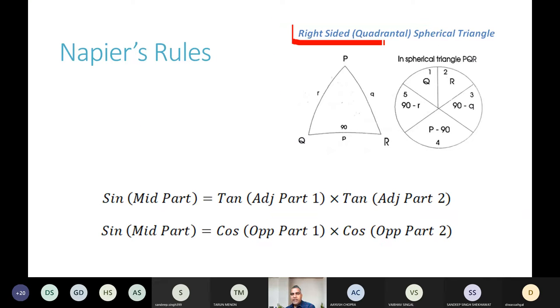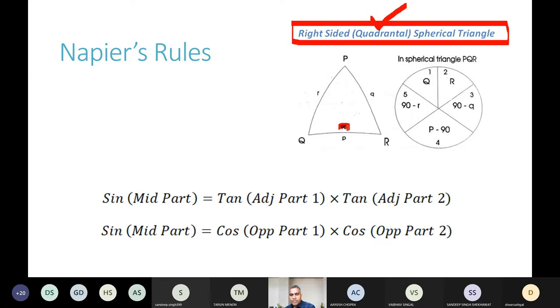Right sided spherical triangle ko hum log beta quadrantal spherical triangle bhi bolte hain. Okay, this is also known as quadrantal spherical triangle. And if you see here, we have the side P, small p, which is 90 degrees. So we have a quadrantal triangle here. How do we apply the Napier's rule here?